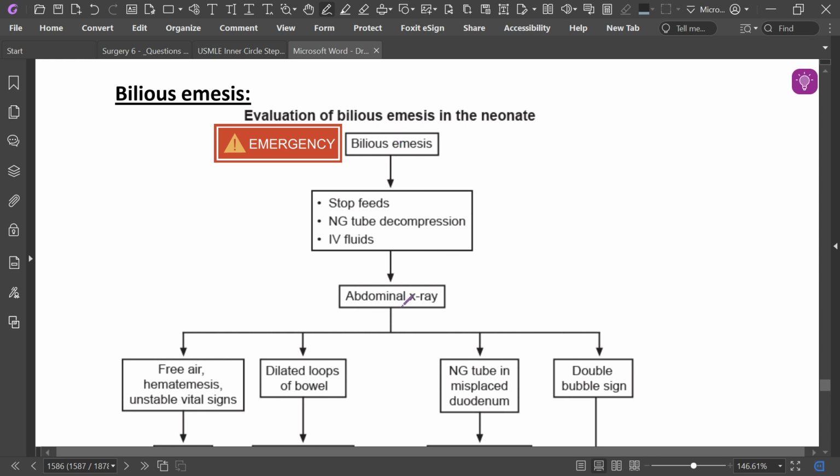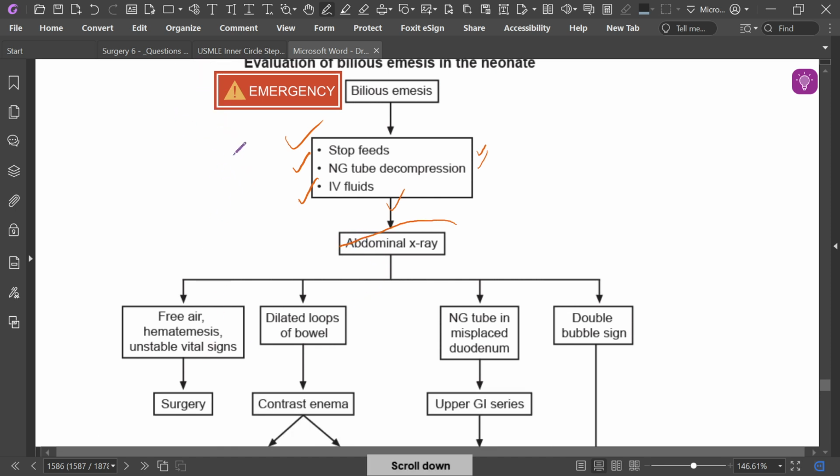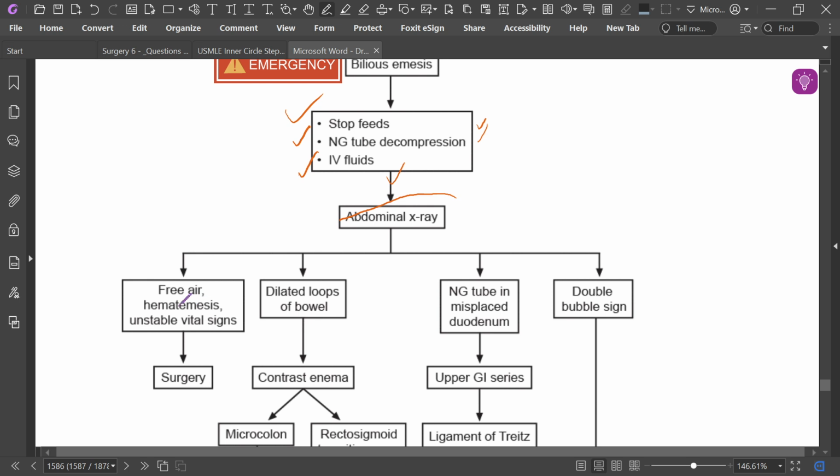Evaluation of biliary emesis: first, stop feeds, NG tube decompression, and IV fluids. Then you do the abdominal x-ray. If the abdominal x-ray shows free air, hematemesis, or unstable vital signs, the next step is surgery.